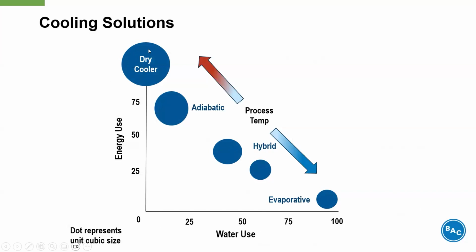And so we can see dry coolers would be larger footprint, highest energy use, lowest water use, while also considering your gas outlet temperature, condensing temperature, or process fluid outlet. We can see as we use the adiabatic, hybrid, and evaporative technologies, that allows us to get colder temperatures, which is directly related to that more efficient operation.